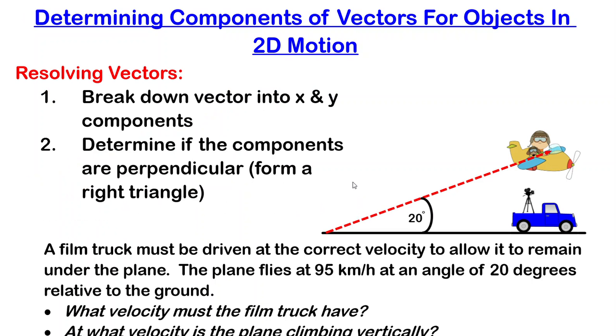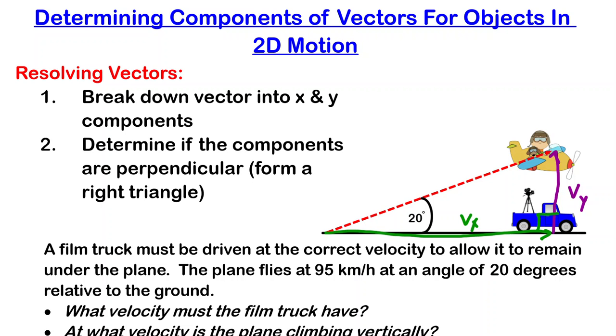Well, first we want to break down the vector into its x and y components. So as we look at this here, we want to break it down and go, all right, what is its x component? Right here. And then what is its vertical component? So right here. This would be its velocity in the y direction, and this would be its velocity in the x direction. And then determine, is this a right triangle? And in this case, it is a right triangle. Yay! And that means we can use Pythagorean theorem and our trigonometric functions to do it.